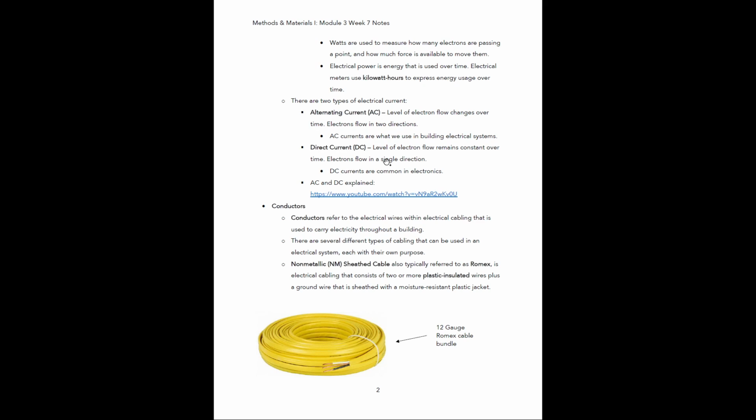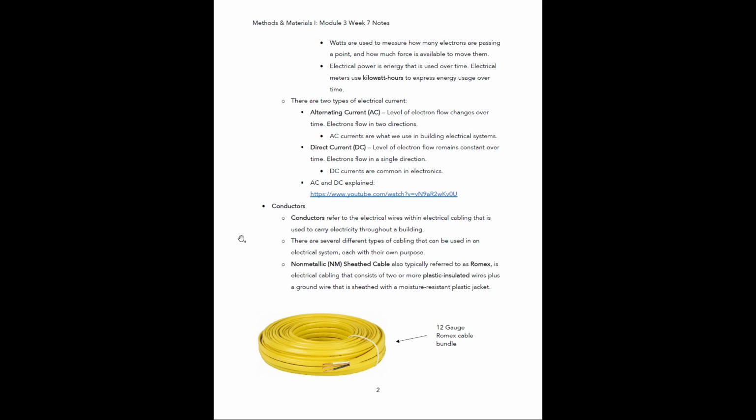Direct currents, this is where the level of electron flow remains constant over time, and the electrons are going to be flowing in a single direction. DC is most commonly used in electronics, okay? But again, just be familiar with the two different types here, and alternating current is the one that we will mostly be focusing on when it comes to electrical systems within buildings, okay? Here's an explanational video if you want to see the difference between the two explained in a more in-depth way.